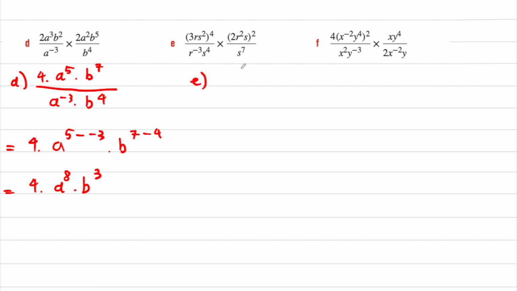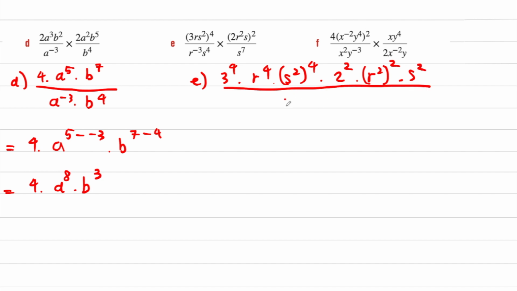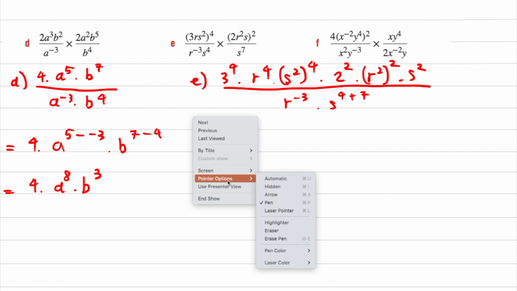Question E. Expand this first. 3 to the power of 4, r to the power of 4, s squared to the power of 4, 2 squared, r squared, and then square one more time, s squared here. And about this, you've got r to the power of minus 3, s to the power of 4 plus 7. Simplify the numerator, 81 times 4. Oh, sorry, 81 here, and you've got 4 here. 81 times 4 is 324.